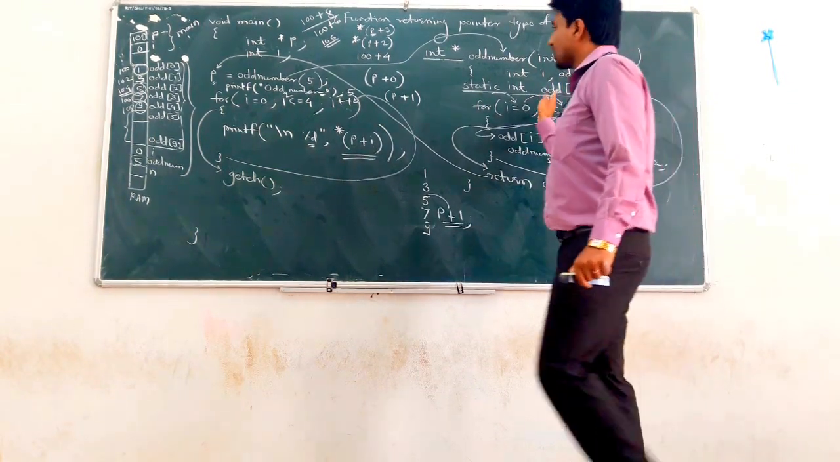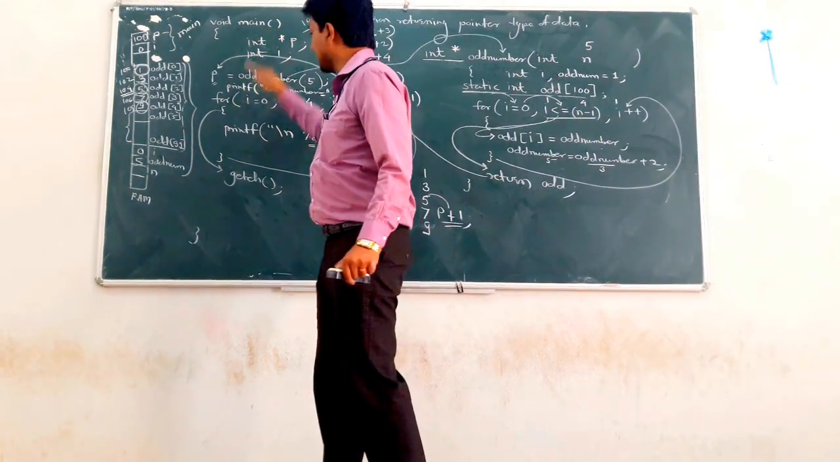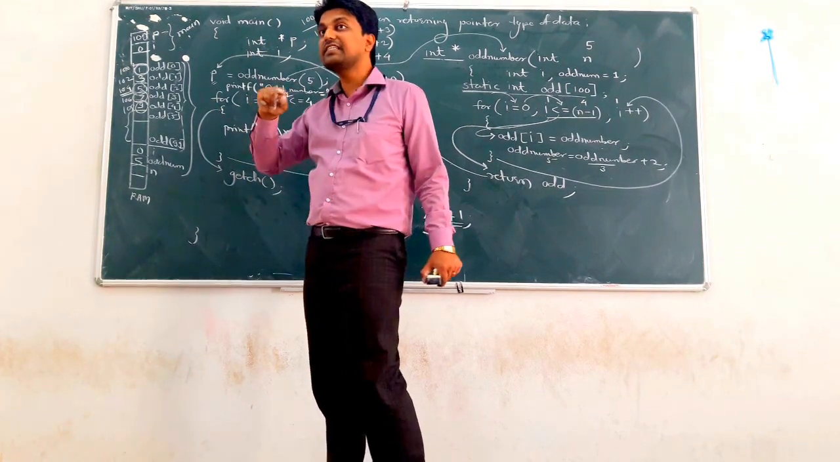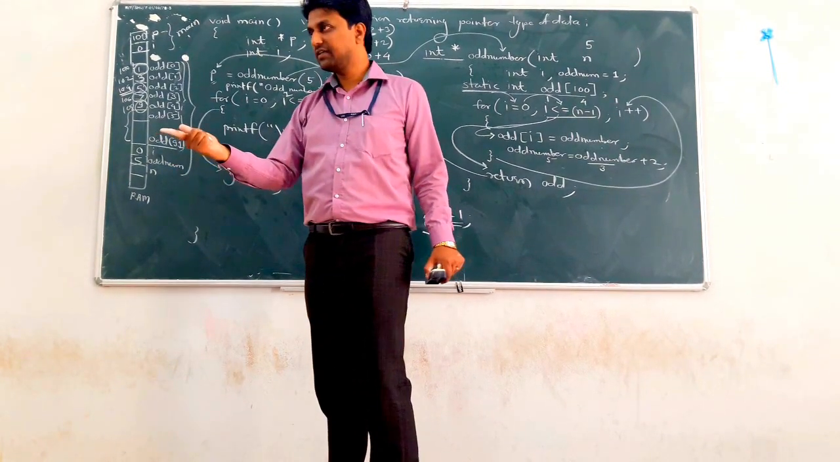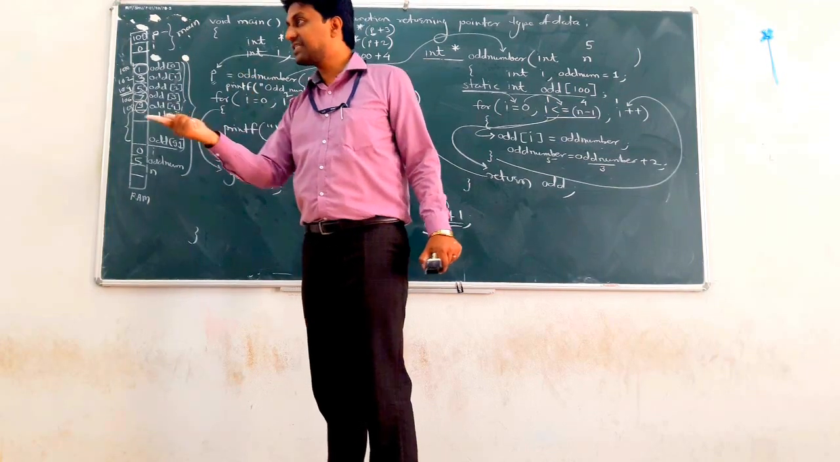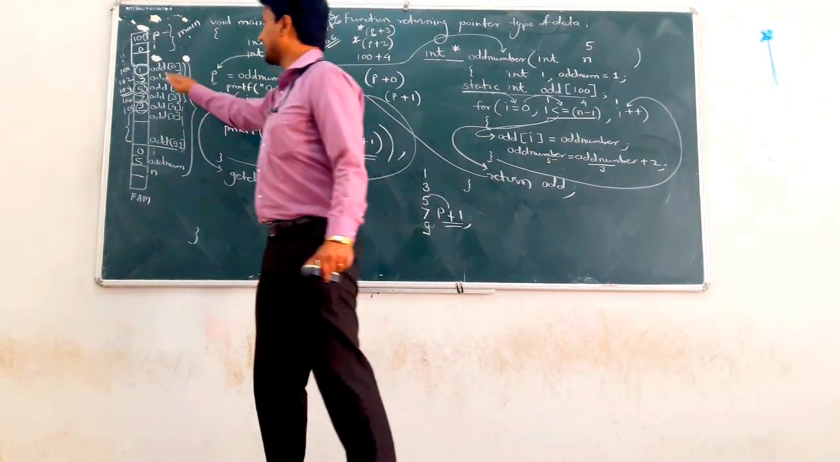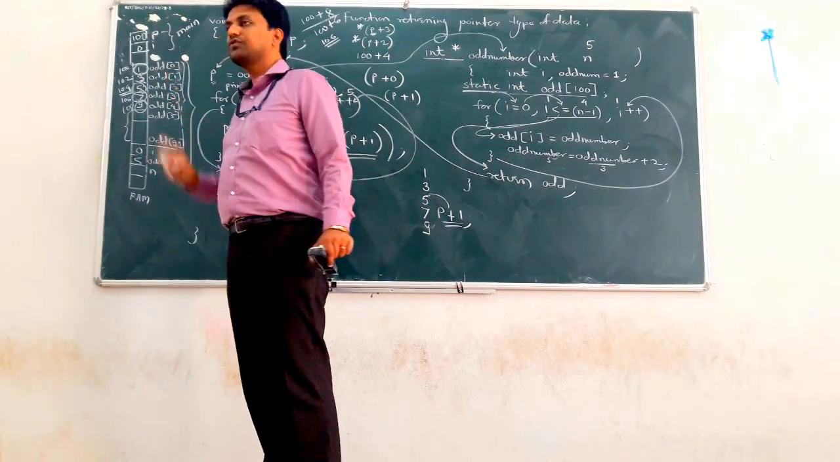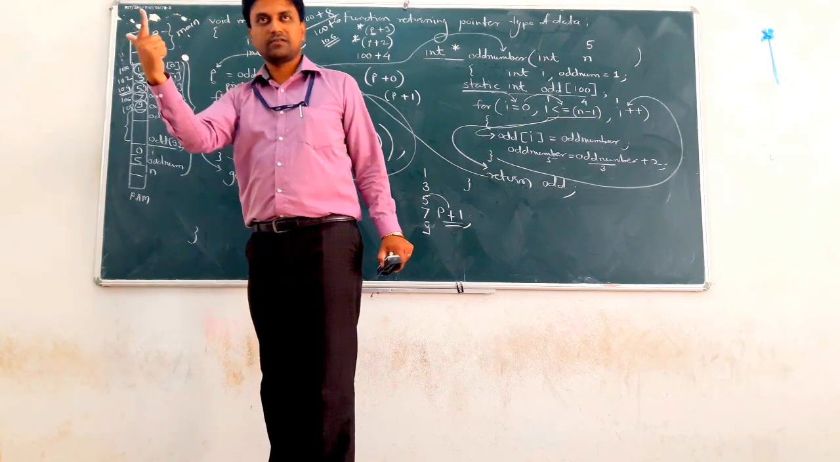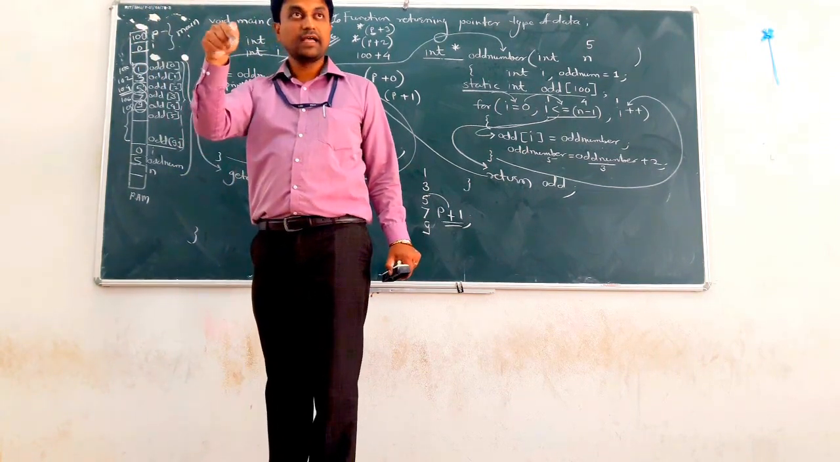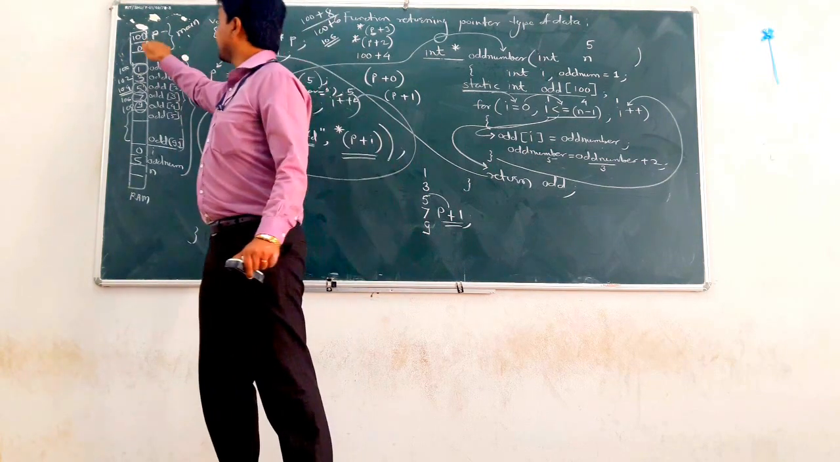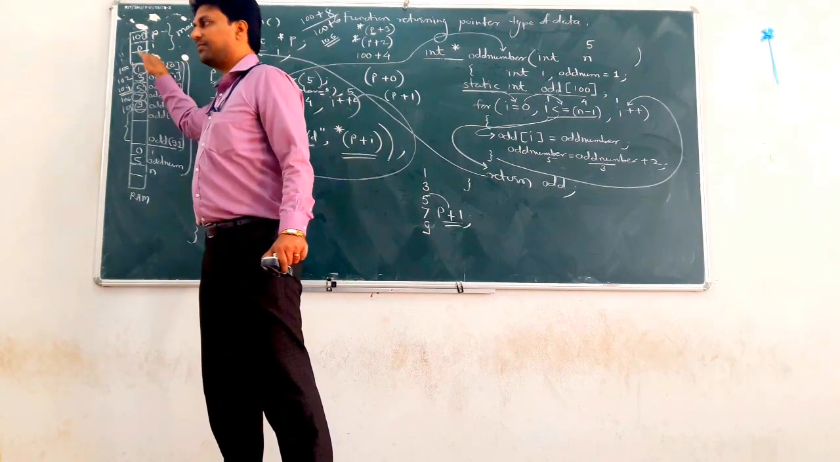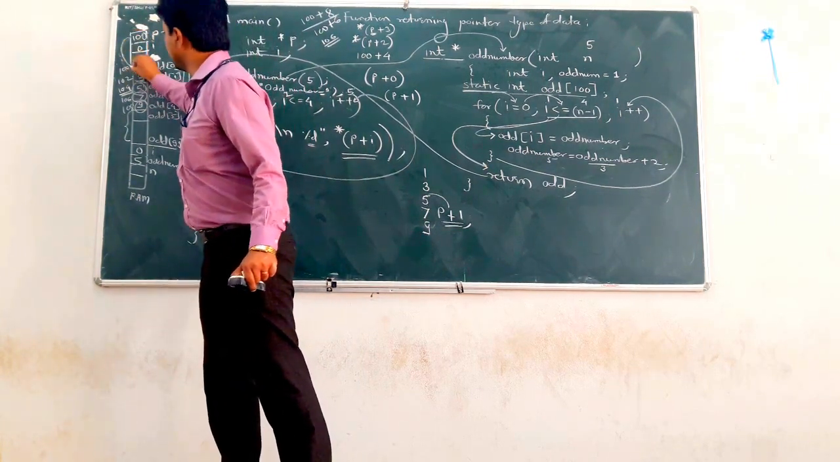But we cannot access the odd number function's array directly in the main function. We can access it through a pointer. That is called indirect accessing. Direct accessing means odd of 0 gives you the value 1. We cannot access like that. But star P means what? 1, because currently P points to this address location.